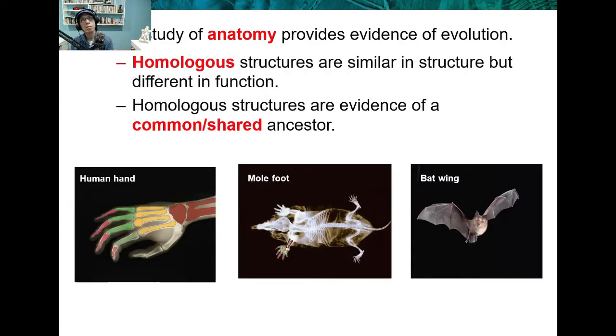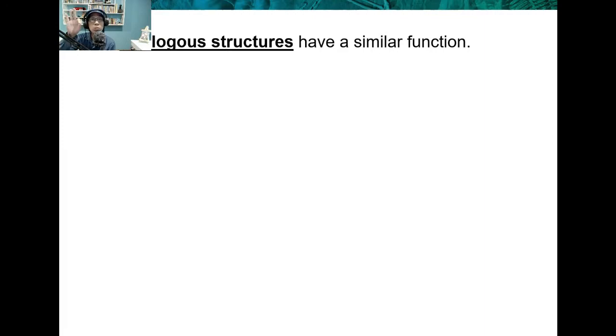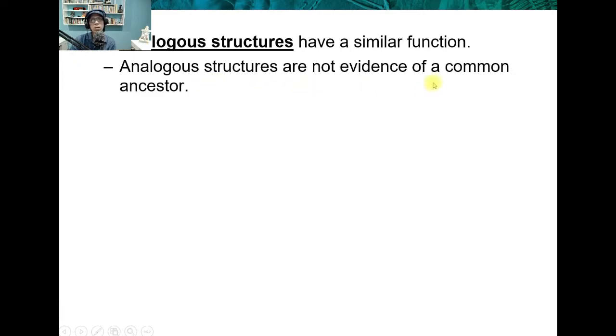So this is another example. You have a human hand, mole foot, and bat wings. Let's see. Analogous. Take note of this. Analogous means different structure, similar function. When you say homologous, similar structure. Analogous structures are not evidence of a common ancestor.